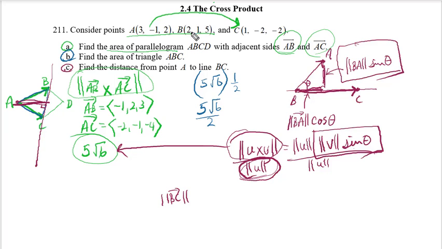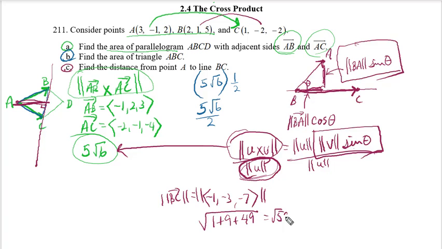Now BC is 1 minus 2, negative 2 minus 1, and negative 2 minus 5, which would be the square root of 1 plus 9 plus 49, which would be the square root of 59.